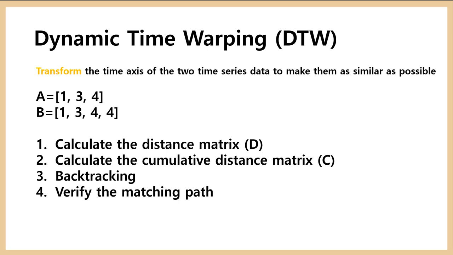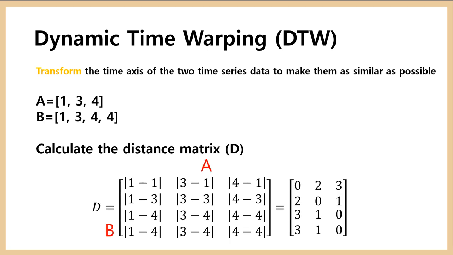DTW is carried out through four main steps. First, calculate the distance matrix. Second, calculate the cumulative distance matrix. And third, backtrack and verify the matching path. While it is possible to implement it easily by importing a library in actual coding, I'll explain the process nonetheless.